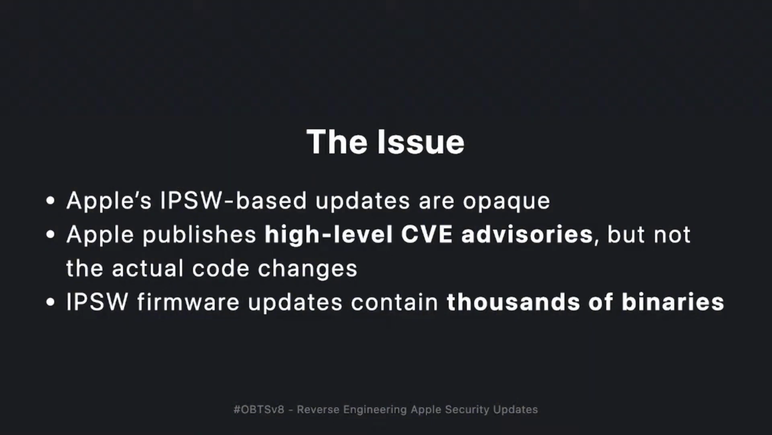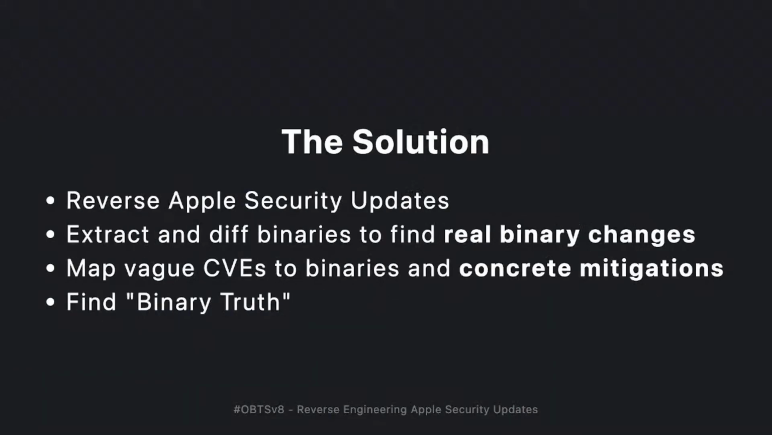So these updates are opaque. These high-level CVEs tell us a little bit of information, enough context to help us with the reverse engineering, but not the actual code changes. And each one of these updates can include thousands of binaries that have changed. So how do we narrow down that scope? Our solution is going to reverse engineer these things. We're going to diff the binaries to see the actual code changes. We're going to seek what I like to call binary truth. This is something that you can find yourself. And what are the actual changes that have occurred?